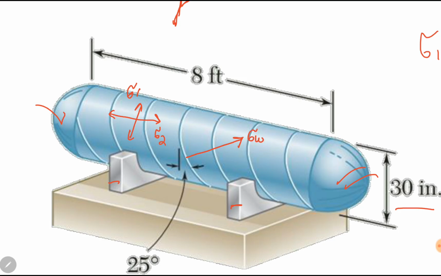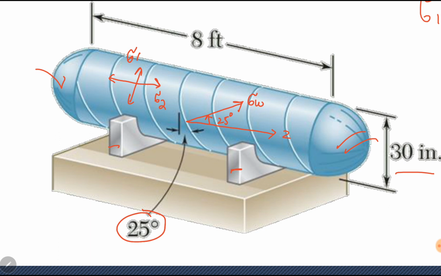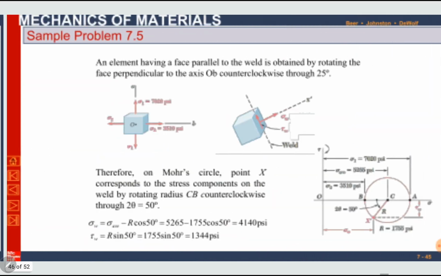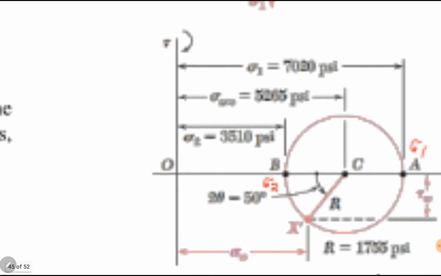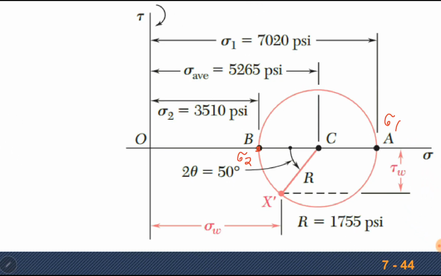Sigma W is at an angle of 25 degrees, the same angle as this one, with direction 2, the longitudinal direction, counterclockwise. So sigma W is at a 25 degree counterclockwise direction with direction 2, with the longitudinal direction. Here is longitudinal normal stress, sigma 2, this one. So drawing a line at 25 degrees, in Mohr circle it will be 50 degrees, 2 theta, double of 25 is 50. You will draw a line here, CX dash.